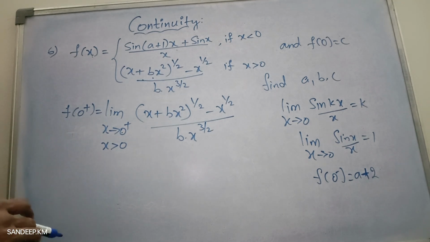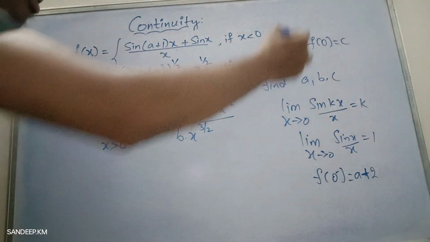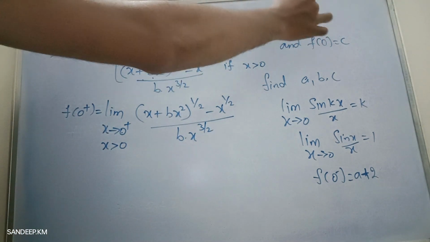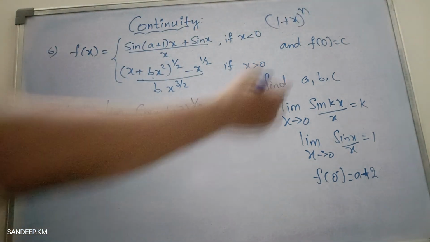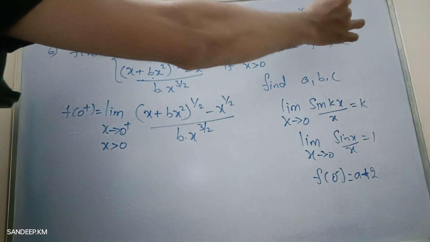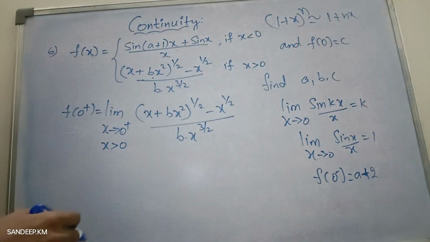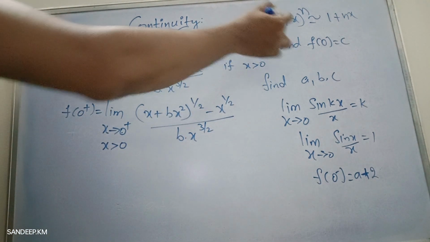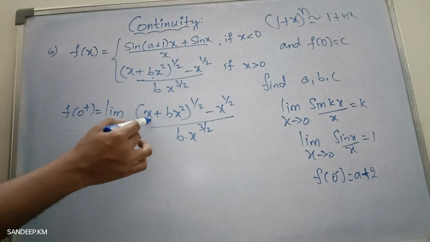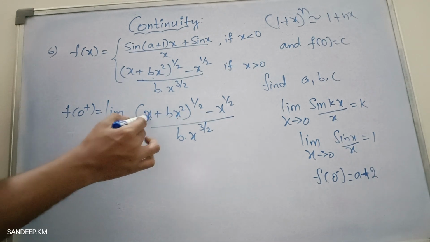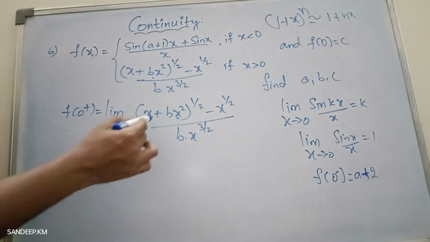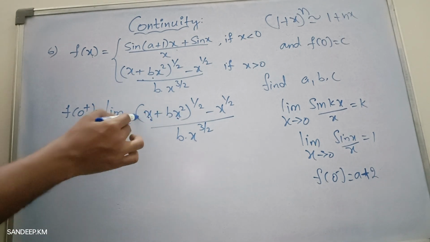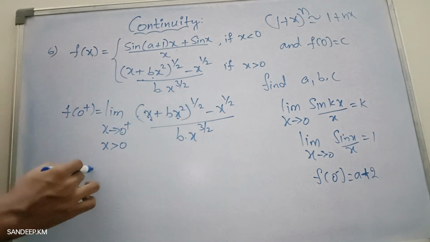It's very easy. I want to use this form: 1 plus x whole power n, because 1 plus x whole power n is approximately written as 1 plus nx, so that the solution becomes easy. For that reason, I want 1 here, so I will take x common in these two terms. If I take x outside the bracket, it will also take the power.